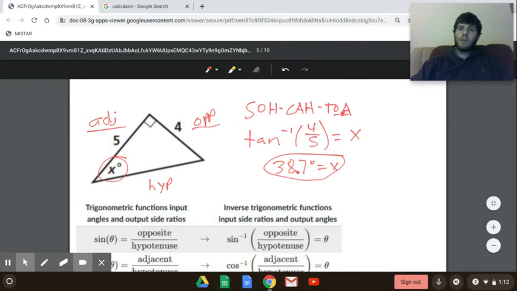So for the inverse trig functions, you're using these when you're solving for the angle, right? You would use the regular trig functions when you're solving for a side. When you're solving for an angle, you're using the inverse trig functions. You're inputting the ratio into the inverse function. The output is going to be the angle measure.